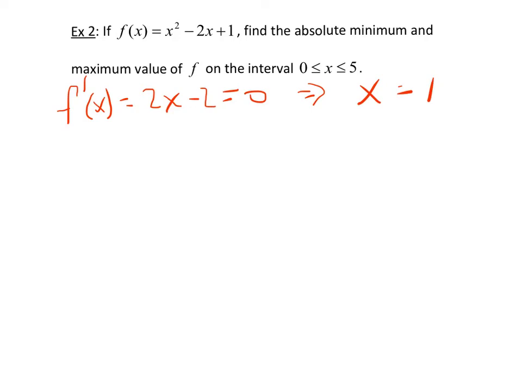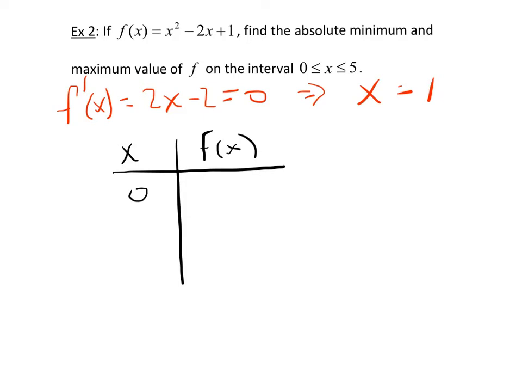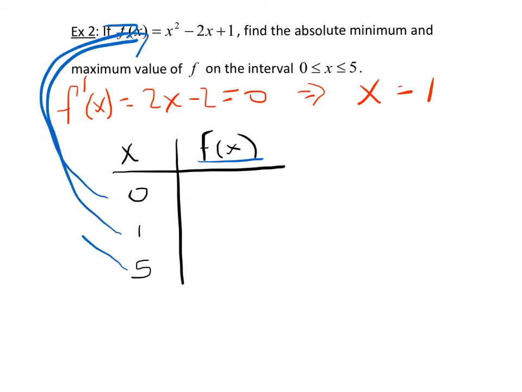Now we're going to make a chart of the potential candidates and then their heights at those points. The candidates for this are 0, 1, or 5. And because we want to know their heights, we are going to take each of these and put them back into the original function and evaluate and see which one is the smallest and which one's the biggest.